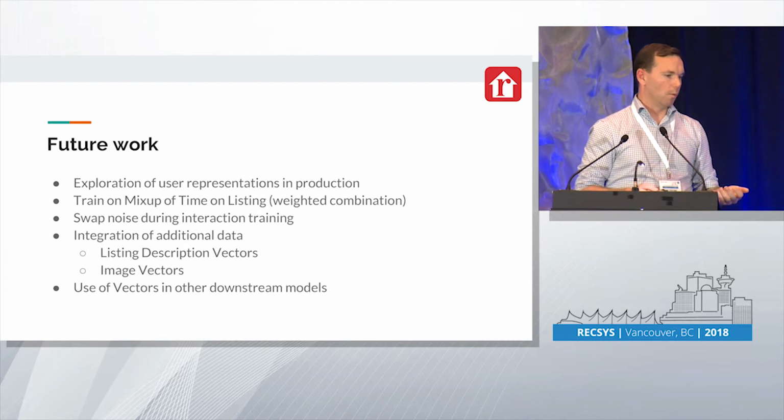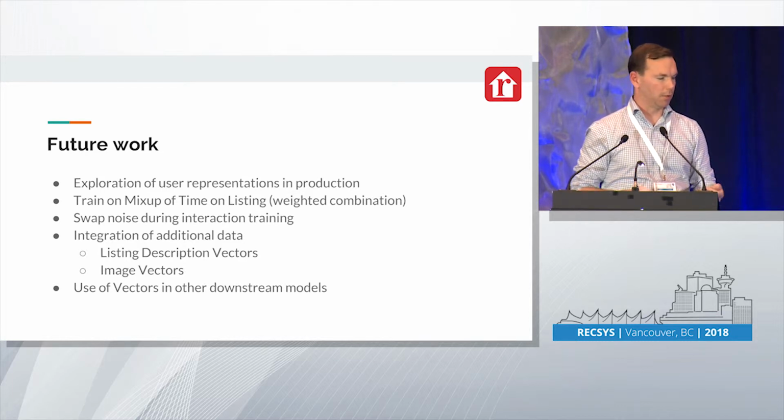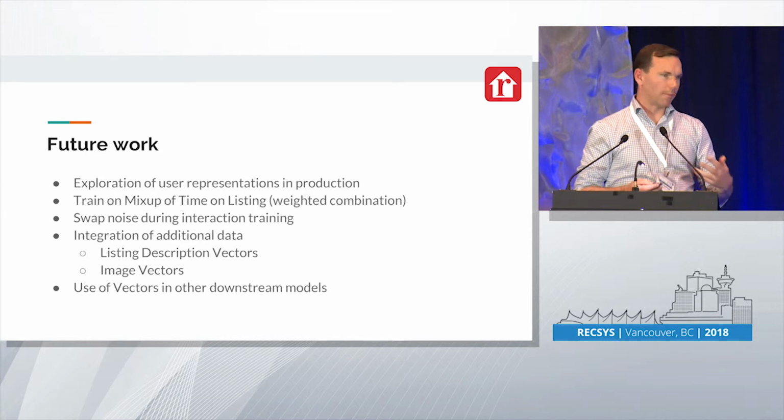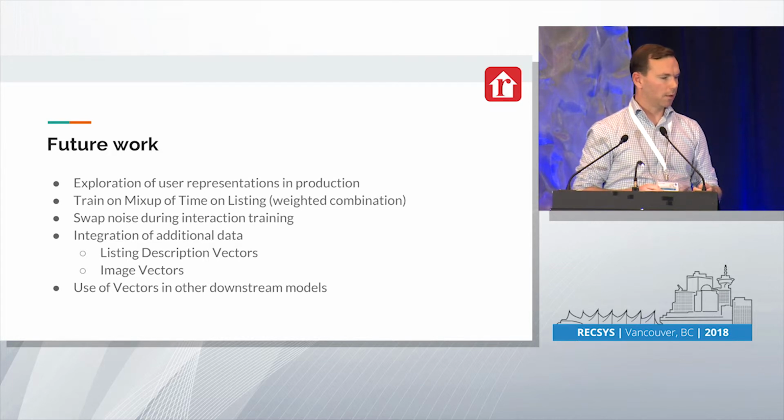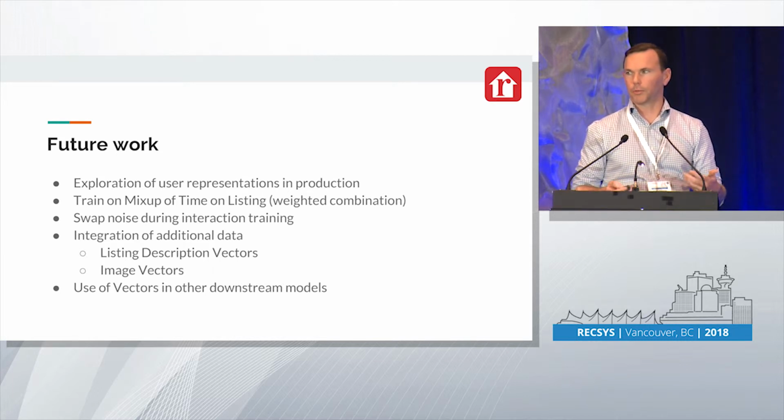We want to explore user representations in production. There's a bunch of different things. We're looking at this paper called Mix-Up, which uses a weighted combination. Swap noise is really interesting on the autoencoder side of things, but we actually want to try it on the interaction side as well. And vectors and latent spaces are super interesting, so using them downstream is something that we're beginning to explore from a data science usability perspective.